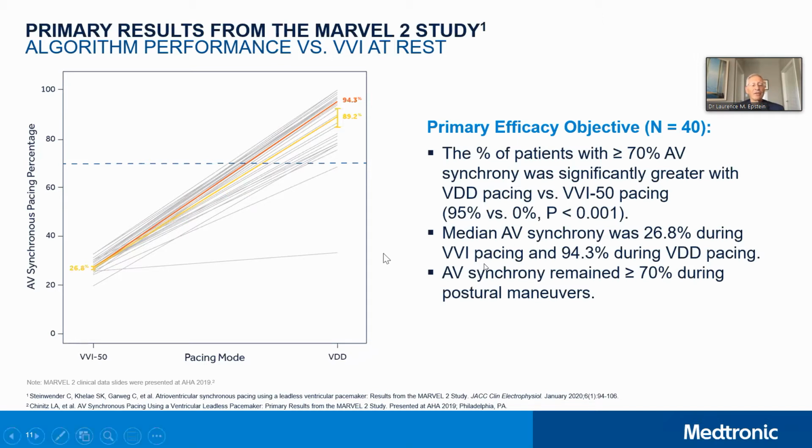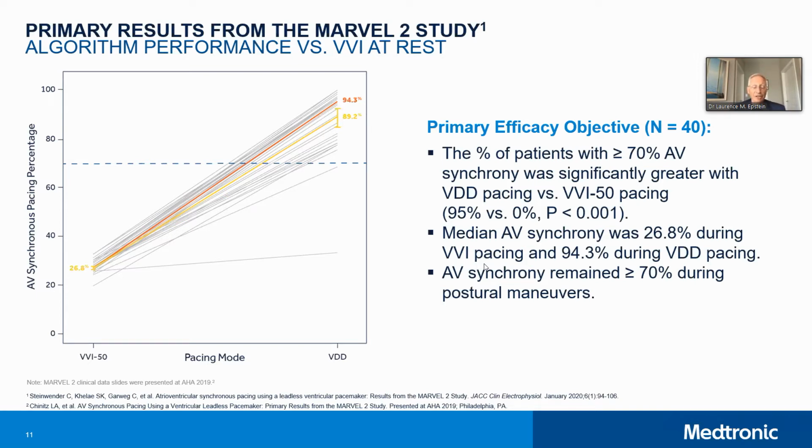If you look at the graph on the left with all the patients, you can see the median AV synchrony for VVI pacing was about a quarter. You know, the fact that the QRS might occur after a P wave just by chance as the P waves were marching through. And on the right of the screen, in the VDD mode, you could see that we had AV synchrony in about 94% of the cases, which is really outstanding.